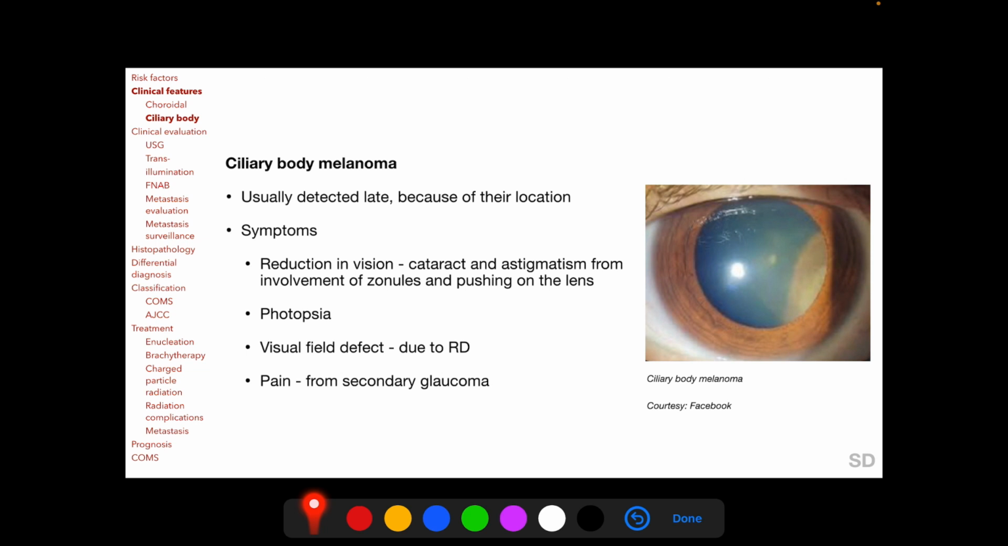Astigmatism can occur due to involvement of the zonules or pushing on the lens by the tumor. Photopsias can occur, and there can be visual field defect due to an associated retinal detachment. Pain can occur from secondary glaucoma.